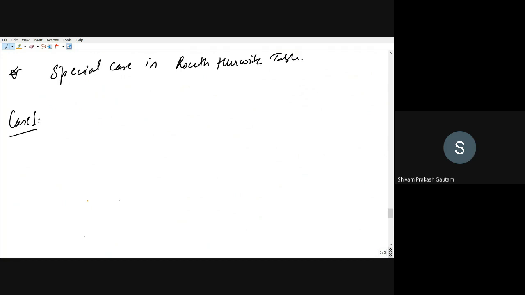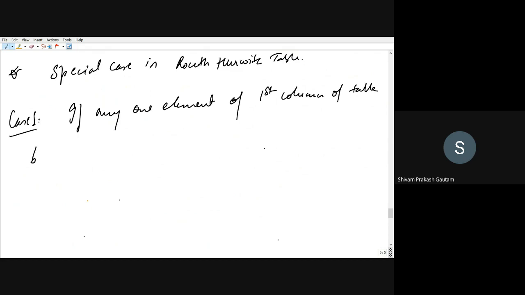So case 1: if any one element of the first column of the table becomes 0, while the rest of the row has at least one non-zero term.